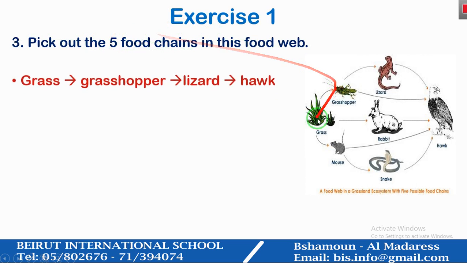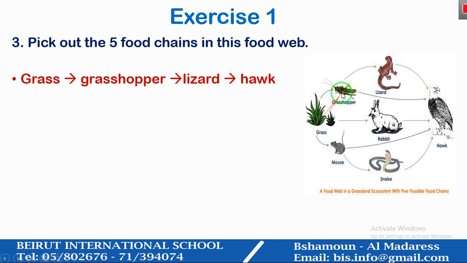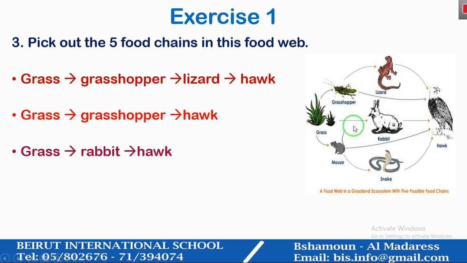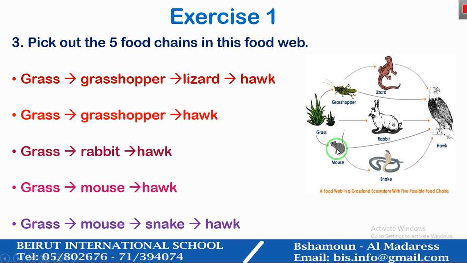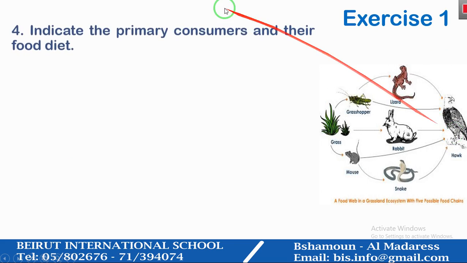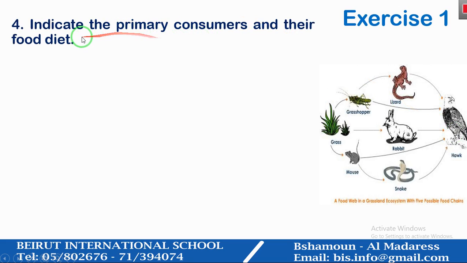So the first food chain is going to be the grass, grasshopper, lizard, hawk. The second, grass, grasshopper, hawk. The third, grass, rabbit, hawk. The fourth, grass, mouse, hawk. The fifth, grass, mouse, snake, hawk. Question number 4, indicate the primary consumers and their food diet.